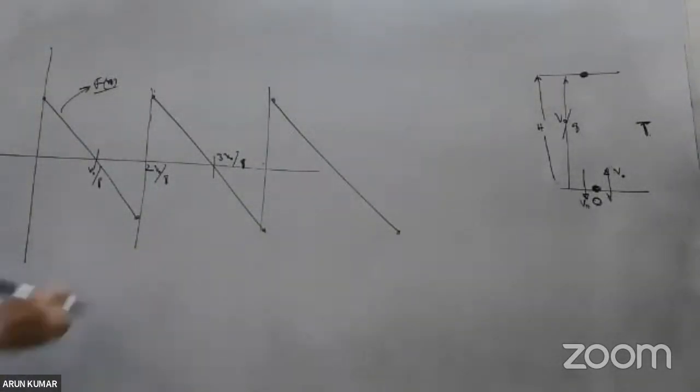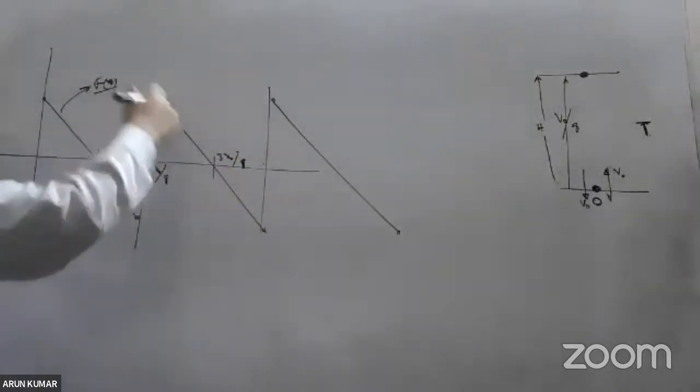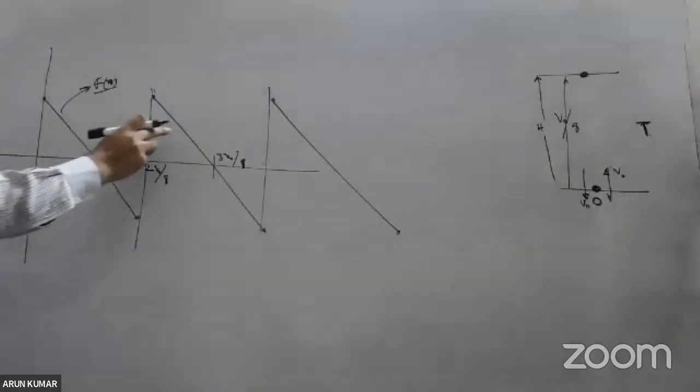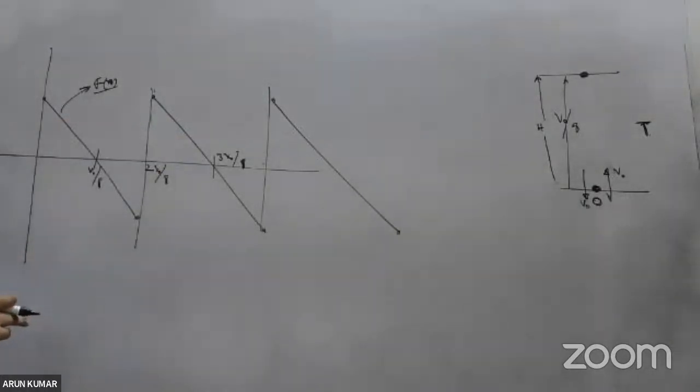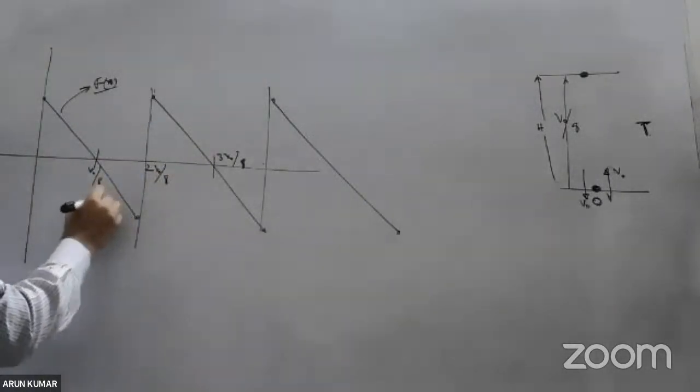Look, write the equation of this line. How to write the equation of this line? If this is f of x, what is the equation of this line? F of x minus 2 V naught by g. Right. Because it is displaced towards right by 2 v naught by g.